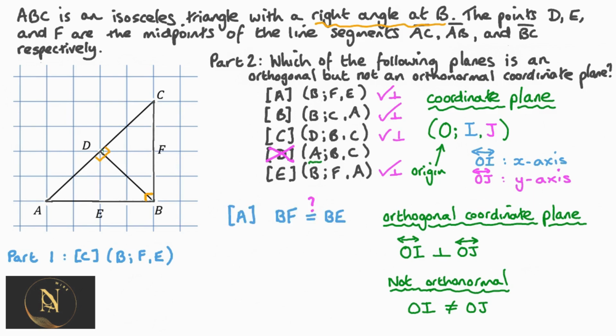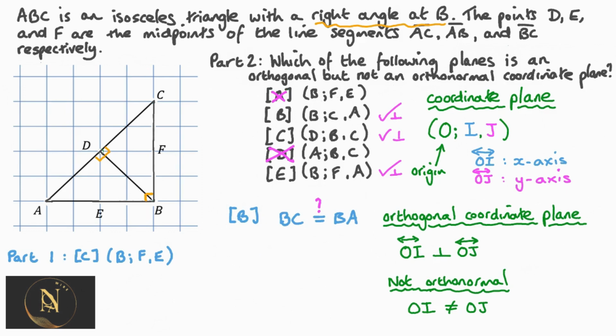In option A, the unit lengths are BF and BE. Now BF is the midpoint of BC, so BF is 1/2 BC, and BE is the midpoint of BA, so BE is 1/2 of BA. But since our triangle ABC is an isosceles triangle, BA is equal to BC, so 1/2 BC is 1/2 BA. And this means that BF is indeed equal to BE. This means that the unit lengths for option A are equal, so we can eliminate option A.